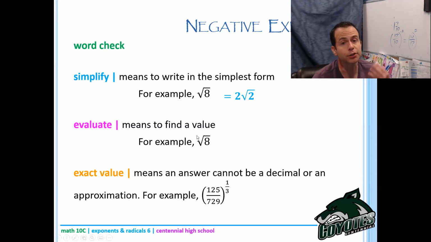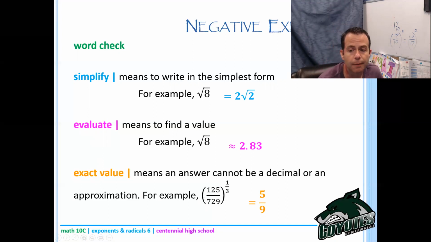Evaluate means to actually put it in your calculator, sorry, and get an answer. So the evaluation of that would be around 2.83. Exact value means your answer cannot be a decimal or an approximation. So if I wanted to figure out what the 125 over 729 to the 1/3 is, I would cube root 125, I would cube root 729, and I would leave that in fraction or simplified radical form, depending on what we're talking about. That's what exact value means. In this case, the answer would be 5 over 9.